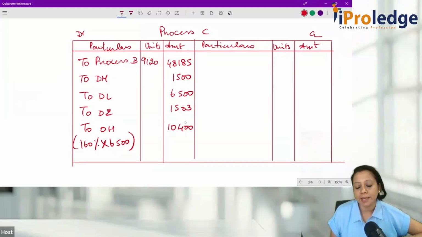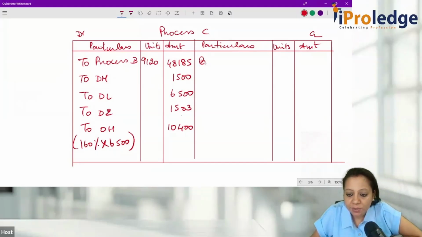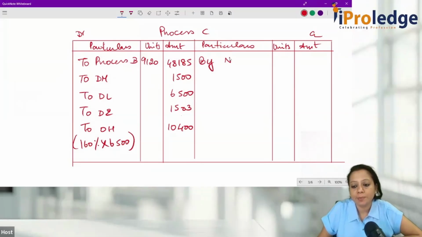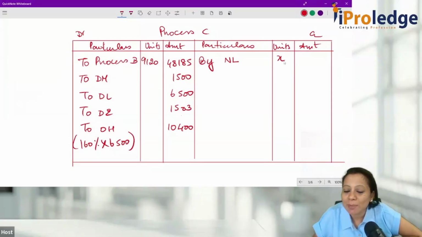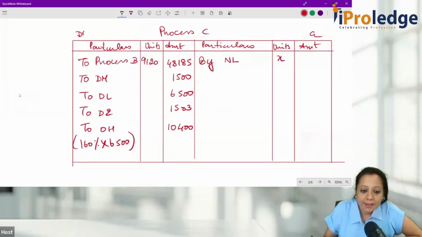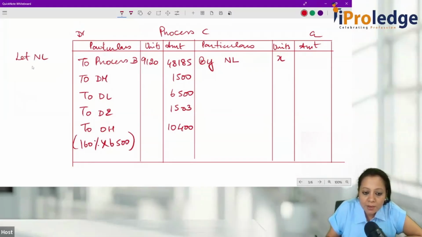Thank you, ma'am. Shall we proceed, dears? Yes. So it is going to be by normal loss. We don't know. So can I take the number of units to be x? Yes, ma'am. So I will say let normal loss units be x.